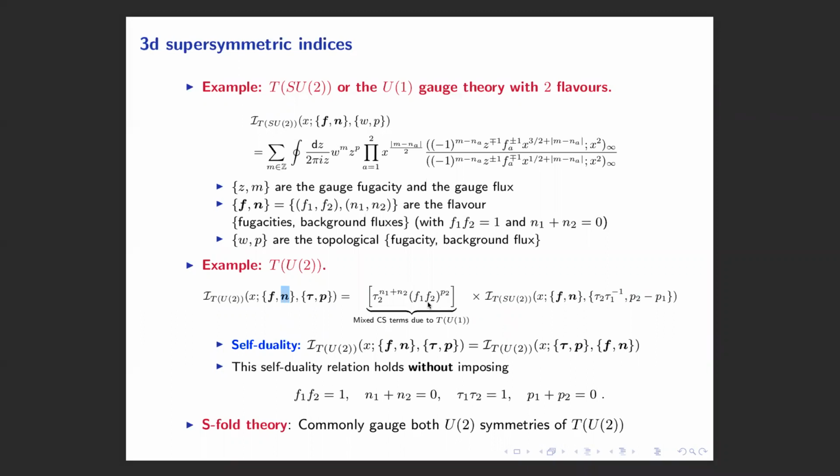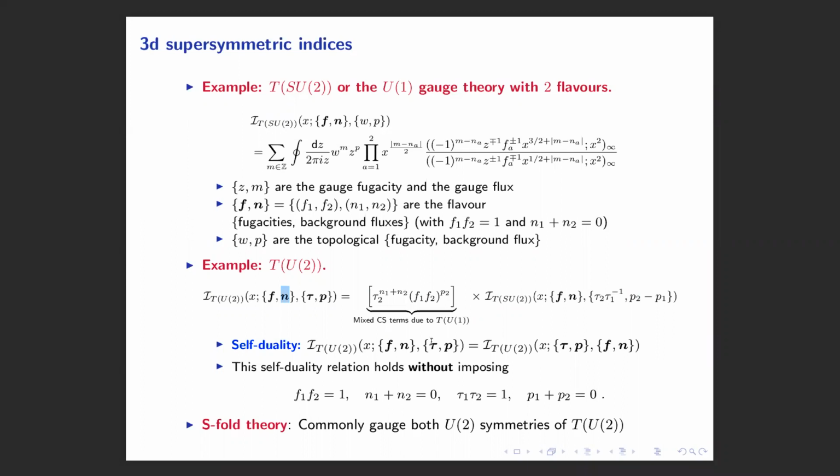No, this you have to impose, in the sense that it depends on how you define TU2, right? So this TSU2 is coming from the Lagrangian description, U1 with 2 flavors. And then you say that there must be a mixed Chern-Simons term that comes from coupling the two U1 symmetries together. And if you multiply it, you get this TU2 with this property. You can do that from the description, right?